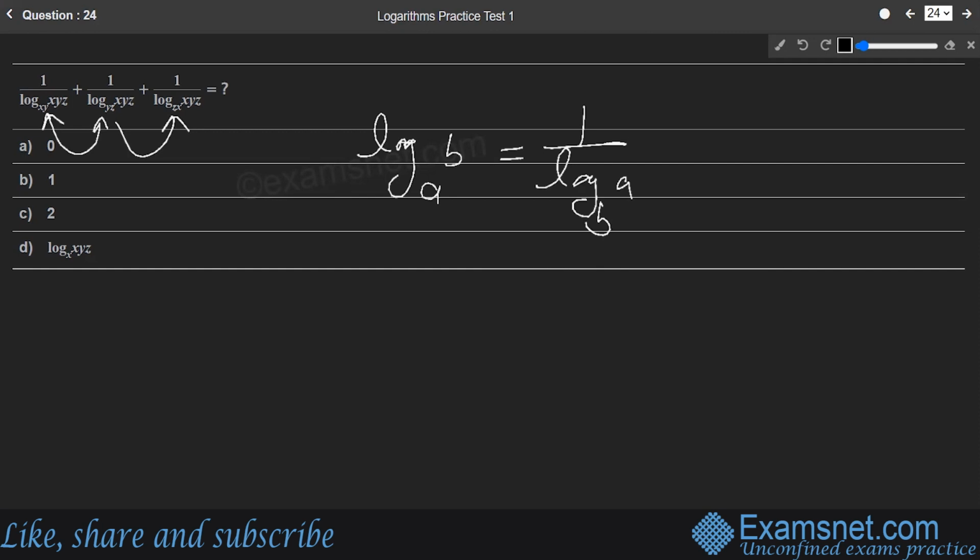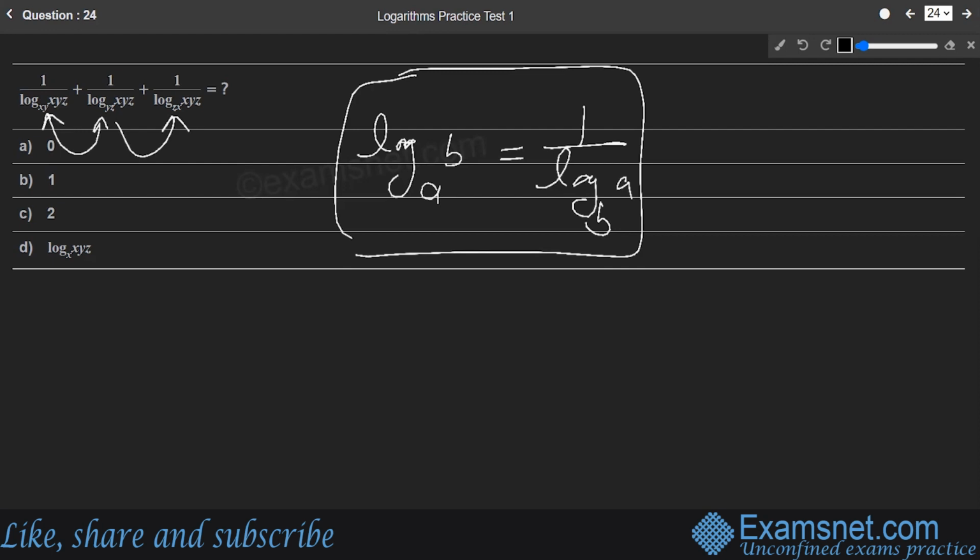That is, the base and number can be interchanged. In every one of these terms, if the base and number are interchanged, then the base of every term will become xyz, and then we will be able to solve this expression. So for interchanging the base and the number, we have to use this particular property, which will interchange the base and number between us. But the problem is it has to go in the multiplicative inverse sign.